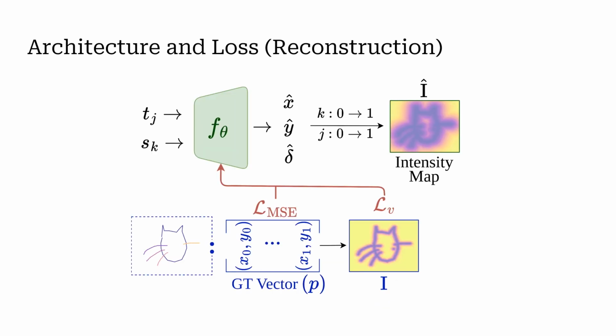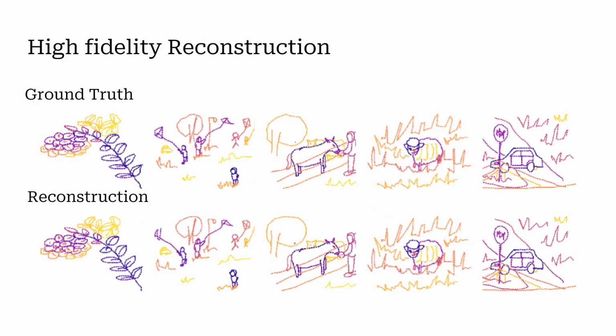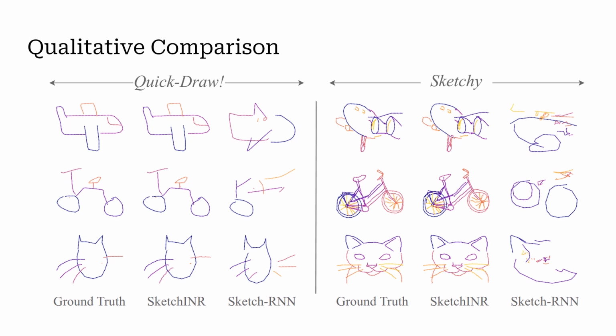Our network consists of MLPs, where for each timestamp and stroke stamp, we get the corresponding sketch coordinates. A combination of MSE loss from the vector sketch and visual loss from the raster sketch are used to optimize the network. We demonstrate high-fidelity reconstruction, where the output matches the ground truth very closely, even for complex sketches like that of a scene.